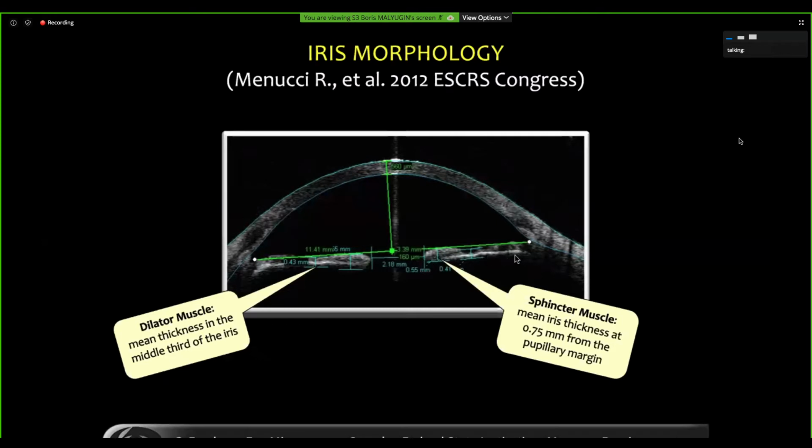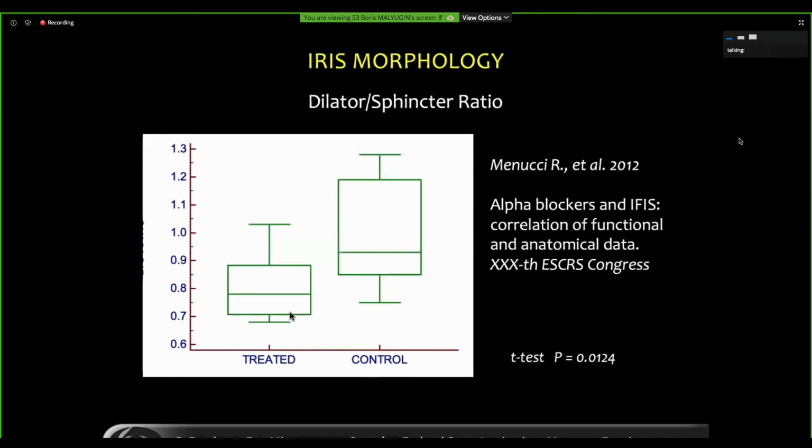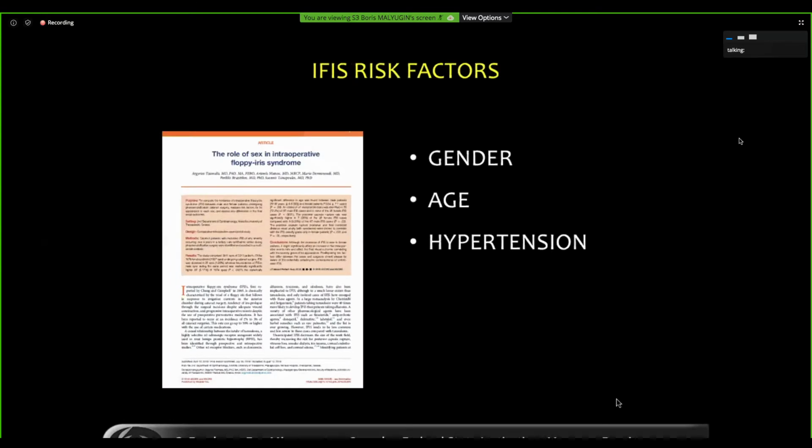So as shown here, this is an OCT study showing the thickness of the muscles, and this is the difference in dilator muscles in the healthy subject as opposed to the patient taking tamsulosin. So this is again the treated patient having much thinner dilator muscles as opposed to the control subject. There is one more mechanism involved in that, which is related to the iris vascular dysfunction resulting in poor pupil dilation. So there are certain risk factors: gender, age, and systemic hypertension.